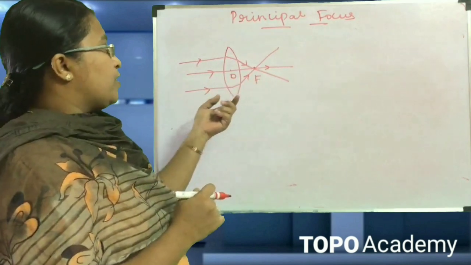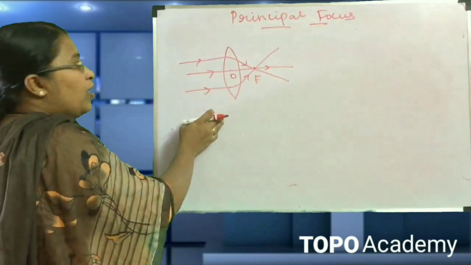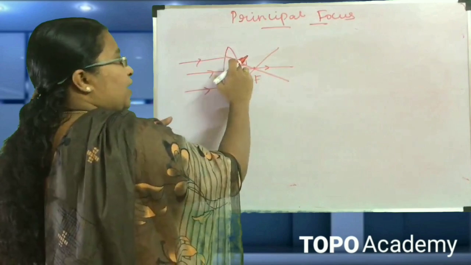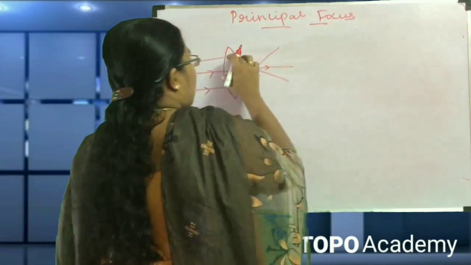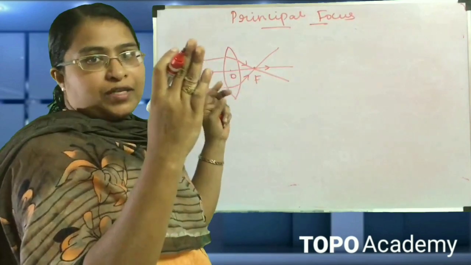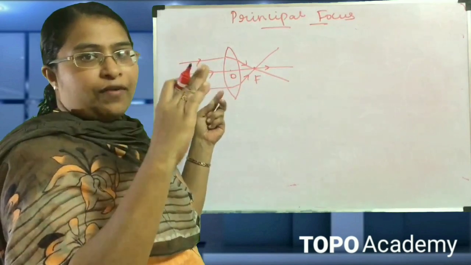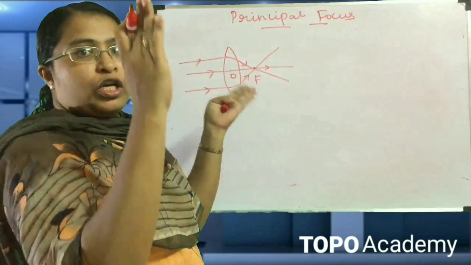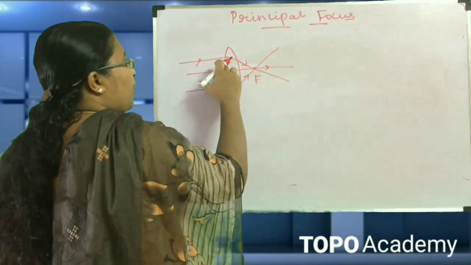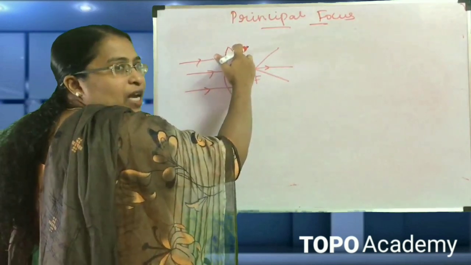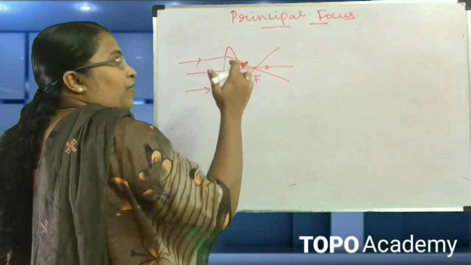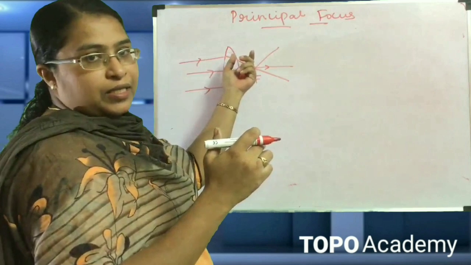So in case of a convex lens, the lens has two refracting surfaces. This is the first refracting surface and this is the second refracting surface. Here, two glass surfaces are there. In case of a convex lens and a concave lens, the lens is made up of glass. So the refraction can occur from this surface and the refraction can also occur from this surface.